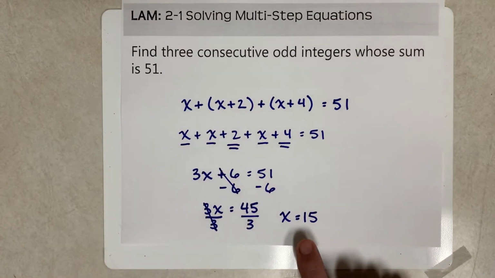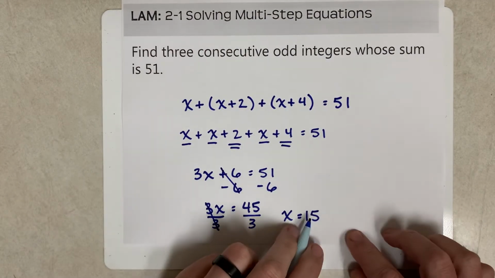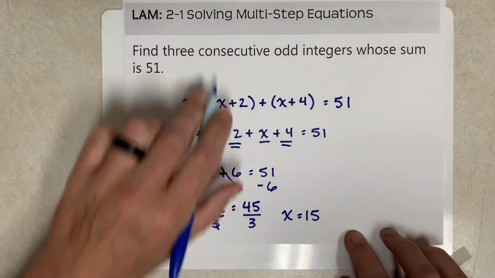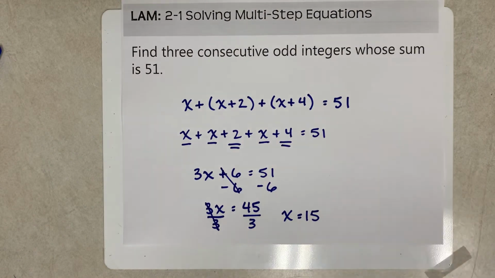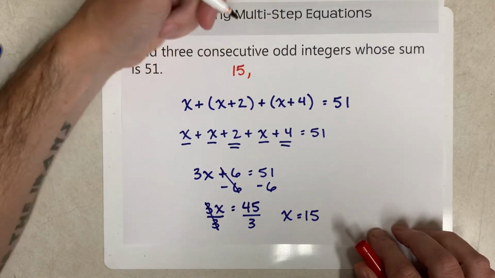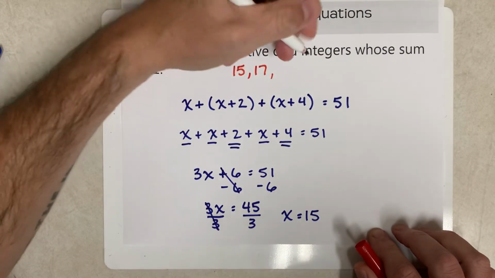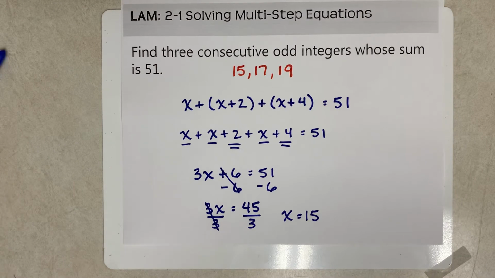So what I've just found now is the first consecutive odd integer. So if 15 is the first one, and it says to find the 3, I need all 3. Let me write them in a different color. So 15 is the first one. The next one would be 17, and the next one would be 19. So if you add those 3 numbers together, you should get 51. 15 plus 17 plus 19 should be 51.